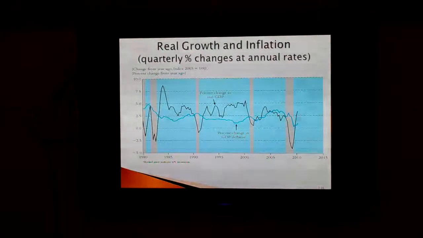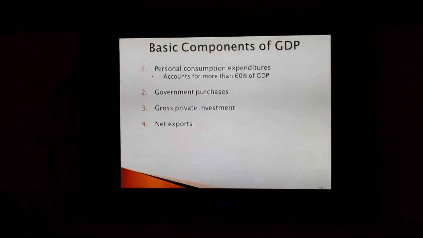Okay. Real growth and inflation, just a little chart here. It's in your book as well. Basic components of GDP: personal consumption expenditures, which account for more than 60% of GDP, then government purchases, gross private investment, and net exports.